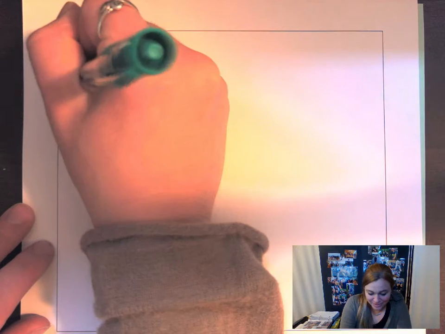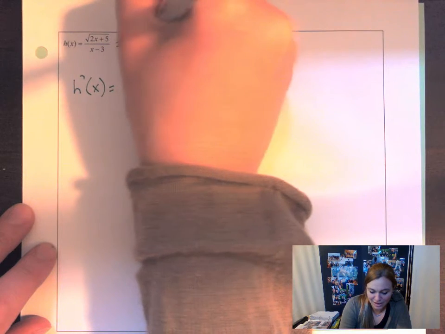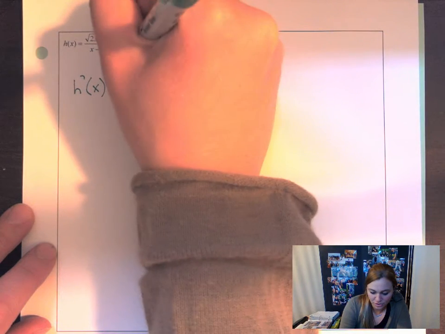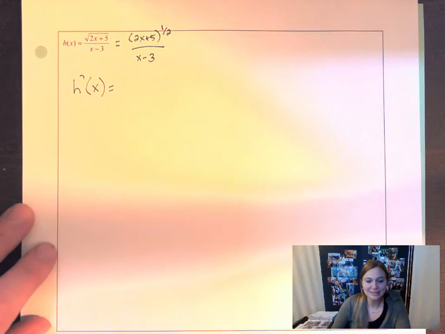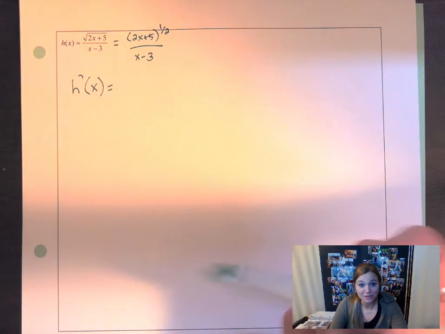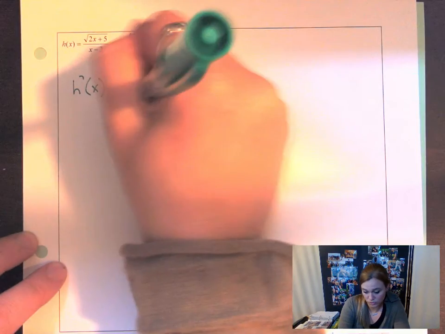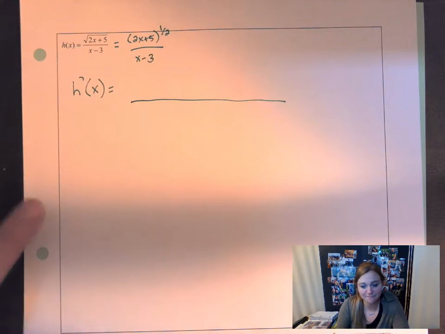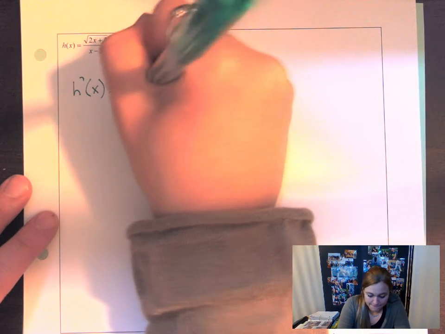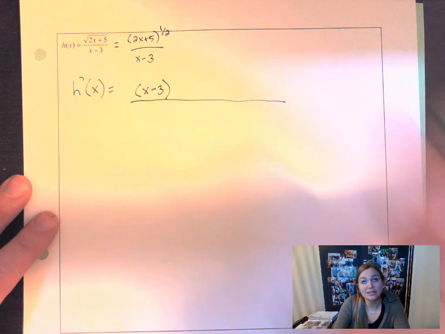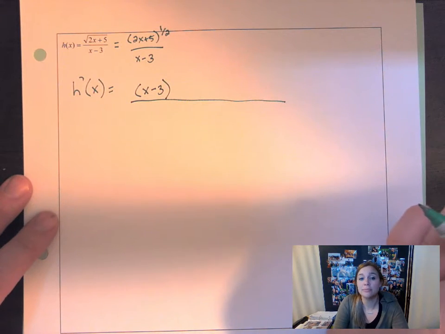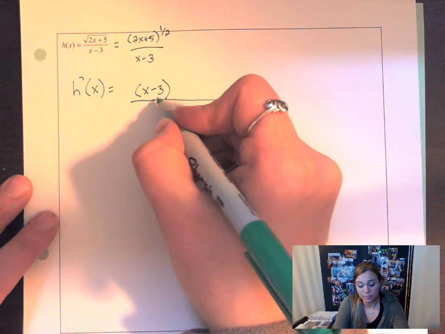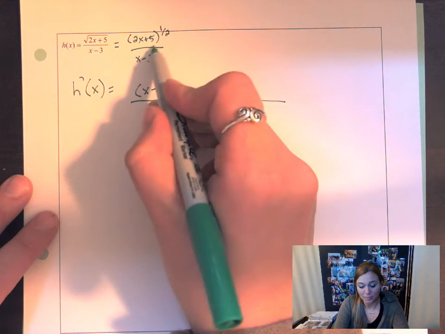To find h prime of x, I should have actually rewritten this first. This is the same thing as 2x plus 5 to the 1/2 power over x minus 3. And I can see right in this one, I've got a quotient. So let's do the quotient rule. What is the quotient rule again? Bottom times the derivative of the top minus top derivative of the bottom over the bottom squared. So bottom, the derivative of the top.